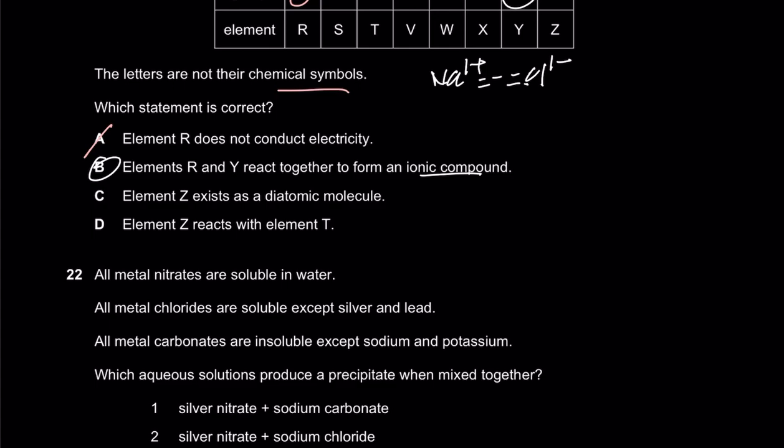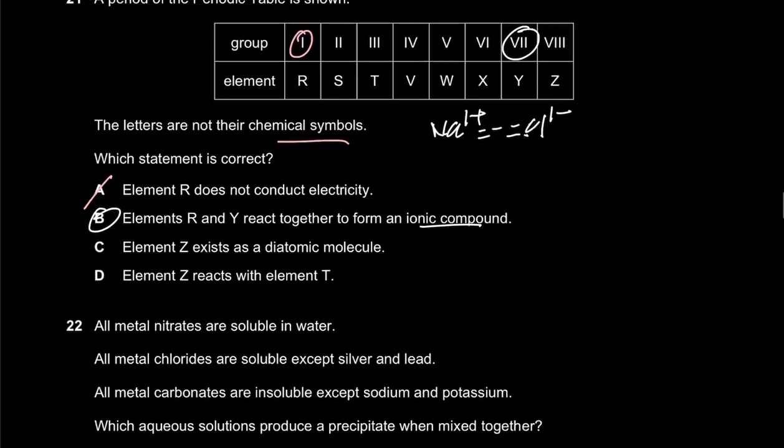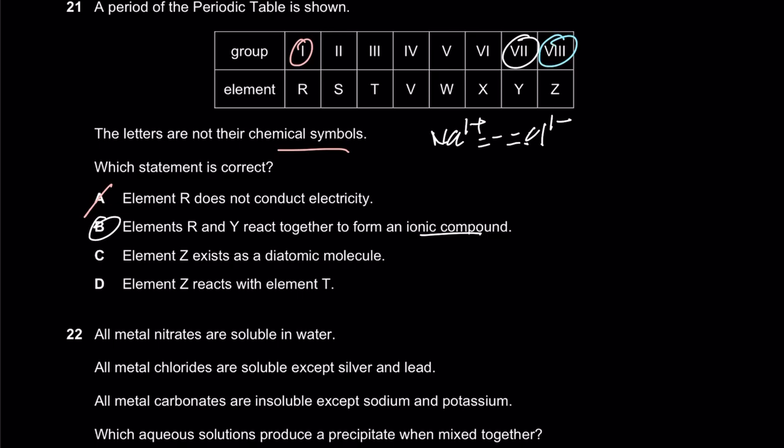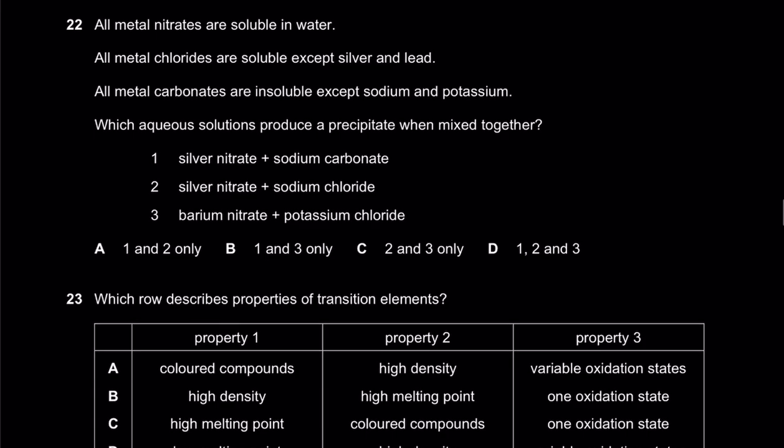Somebody said C. Z exists as a diatomic molecule. Oh, you dumbo. Z is group 8. Group 8s are noble gases. They are monoatomic, not diatomic. Z reacts with element T. Z are noble gases. Noble gases don't react. Although that's not totally true, for O-levels, yes, they don't react.